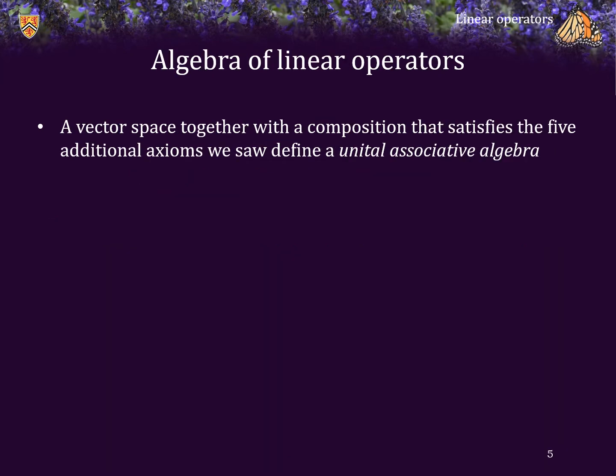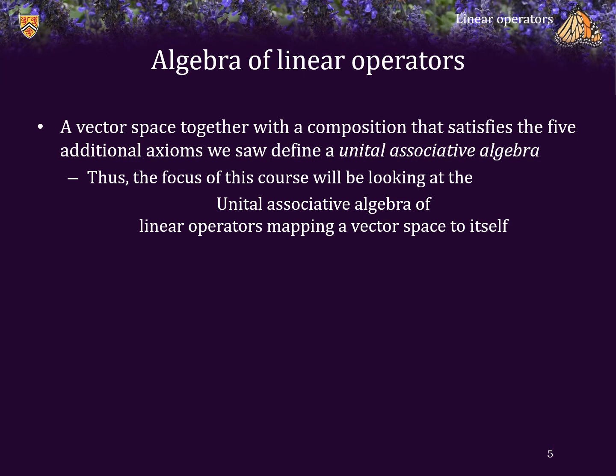Now, a vector space together with a composition and an identity operator that satisfies the 5 additional axioms we saw is generally defined in mathematics as a unital associative algebra. Yes, that's a mouthful and you don't need to know that for the exam. Thus, the focus of this course will actually be looking at unital associative algebras of linear operators mapping vector spaces to itself. Hence the name of the course, Linear Algebra.